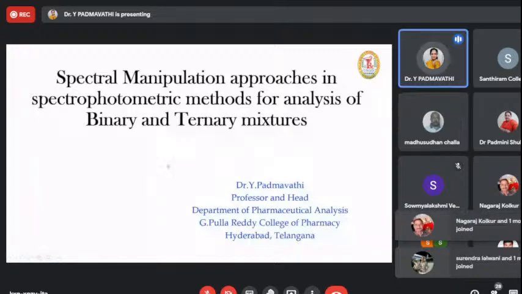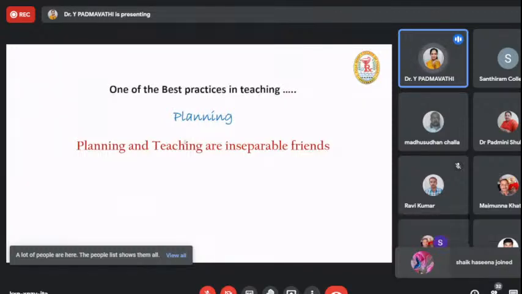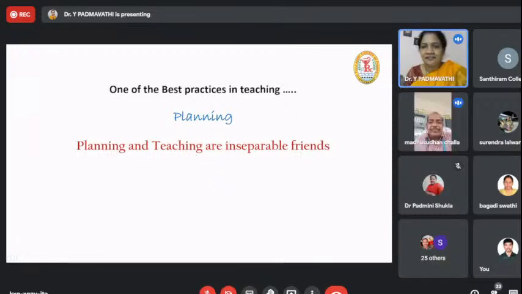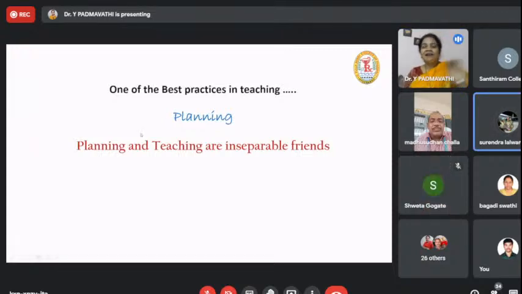Today's topic of my presentation is on spectral manipulation approaches in spectrophotometric methods for analysis of binary and ternary mixtures. Before I start my talk, I'll just have a quote related to the theme of this eFDP. The theme is best practice in teaching and research. One of the best practices in teaching, I feel, is planning. With a solid plan, you can move effectively in teaching. Planning and teaching are inseparable friends. A good plan, like daily plan, weekly plan, these are all part of smart teaching.